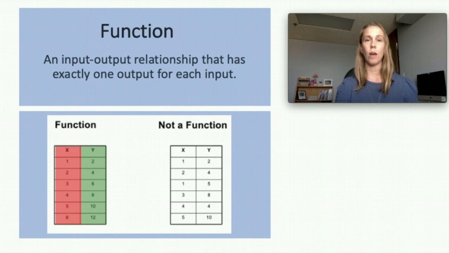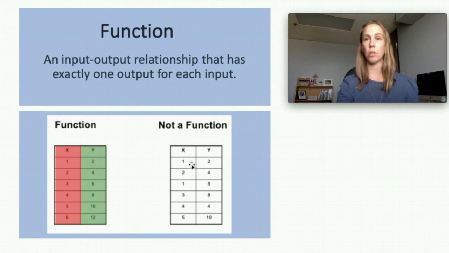So on the screen you have an example and a non-example. This first one is a function. For every x value, there is one unique y value. And you might notice in this table there are some patterns. As x increases, y is increasing as well. Y is doubling. So for every x, y is 2 times that. So 2 times 2 is 4, 3 times 2 is 6, and so on.